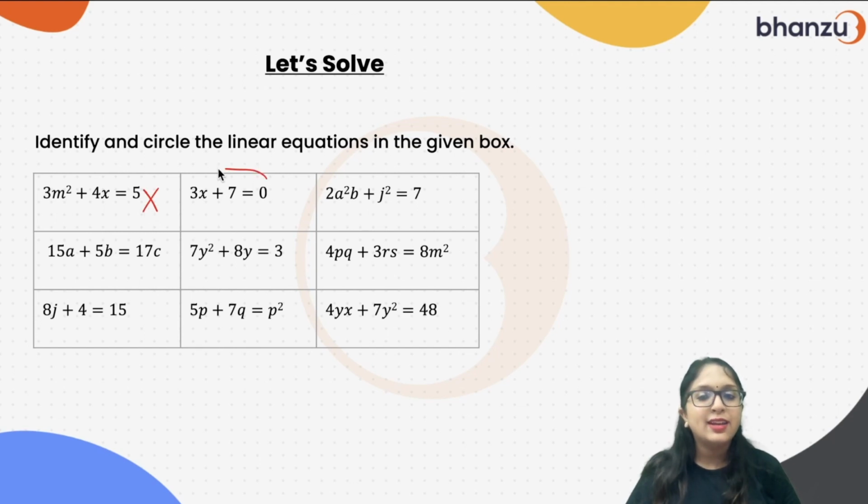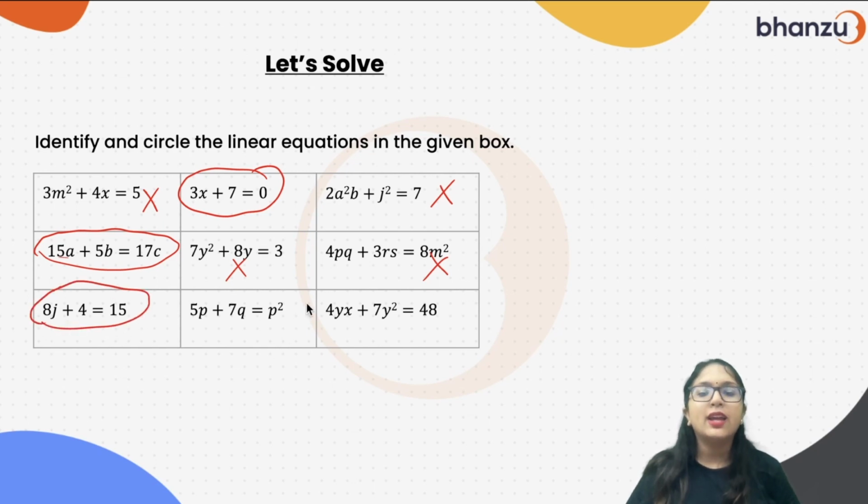No. Second one? Yes. Third one? No. Fourth one? Yes. Fifth one? No. And this one? No. And this one? Yes. And this one? No. And this one again? No. So, we can see three linear equations over here.